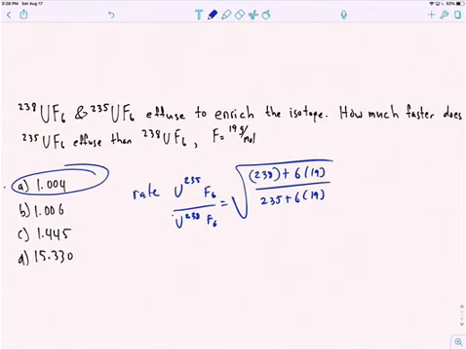So it's very, very slight, and it's really hard to purify uranium. It takes lots and lots of energy. So why would you do it? You do it for nuclear power.